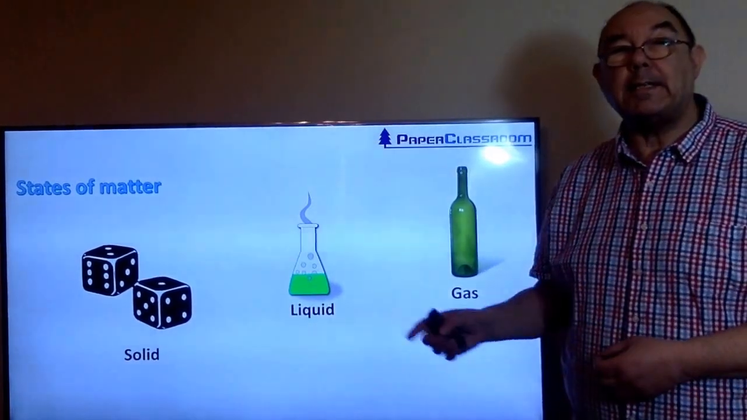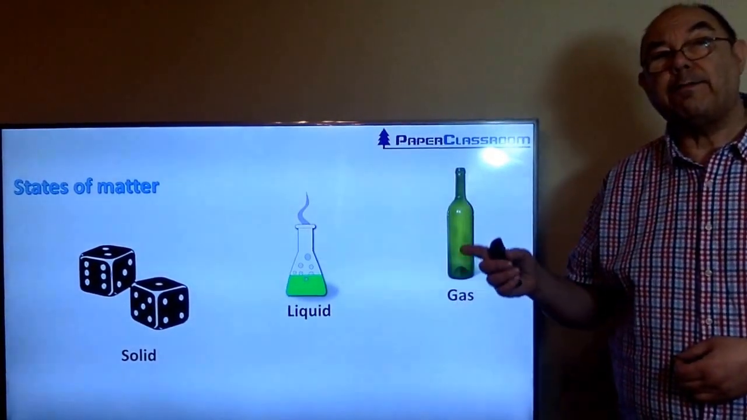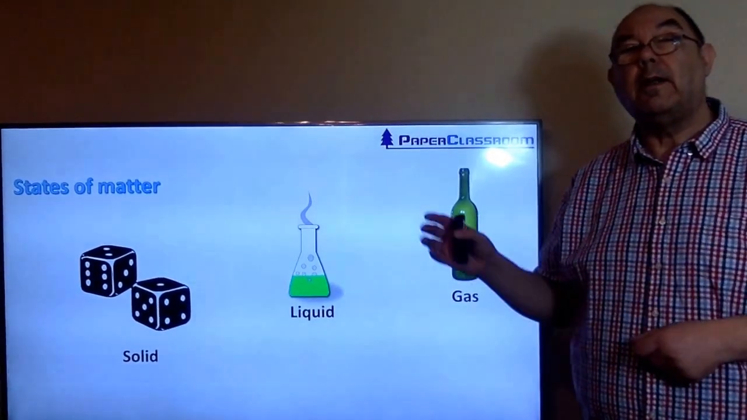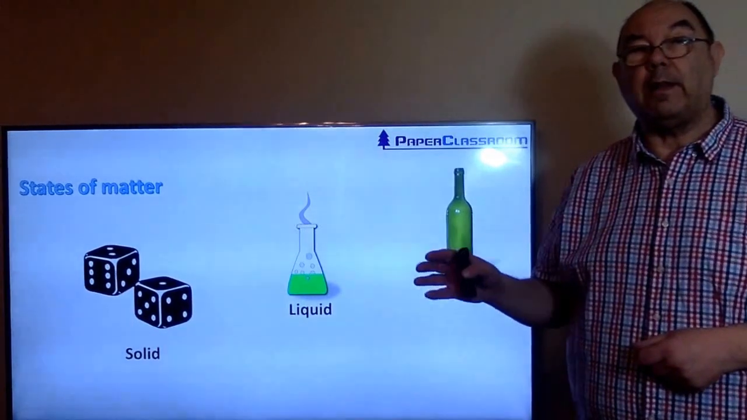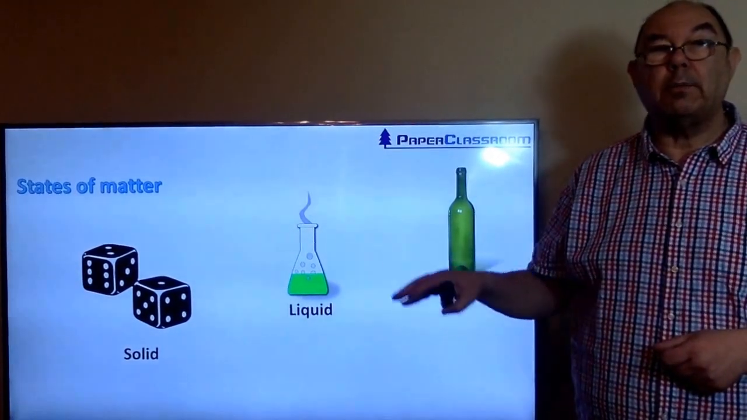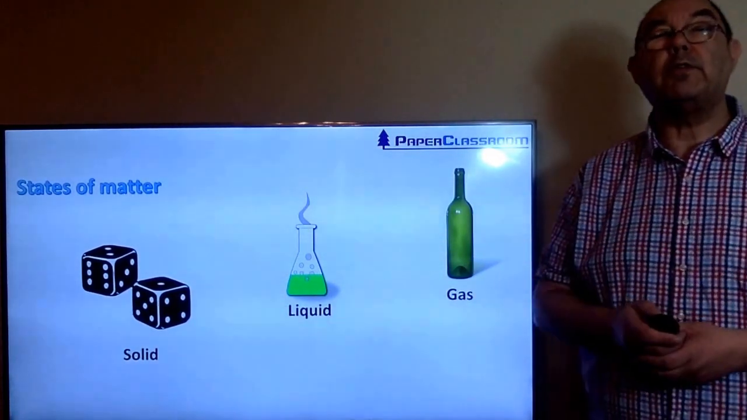If we move on to gases now, we've got an empty bottle here, then that's filled with gas. So even without turning it around, the gas has to be able to fill every little nook and cranny of that bottle. So it's at the bottom and it's at the top, it's everywhere. So gases need the most amount of energy of all.